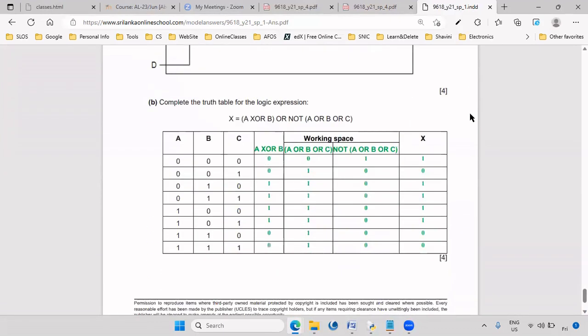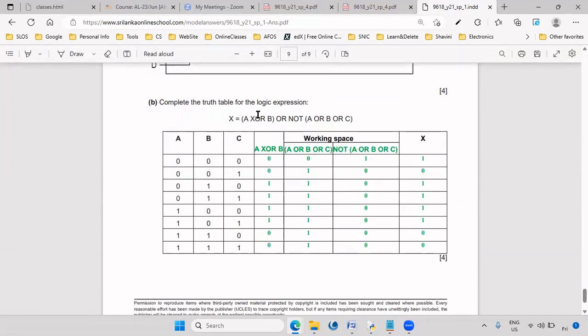Complete the truth table for the logic expression. This is a separate one, nothing to do with the A XOR B. A XOR B OR NOT (A OR B OR C). So these are the intermediate steps. From this, you have to build up A XOR B. That is, when these two are equal, it's 0. When they are not equal, it's 1. This is 1. This is 1. This is 1. This is 1. And these two, because they are both 1s, 0.